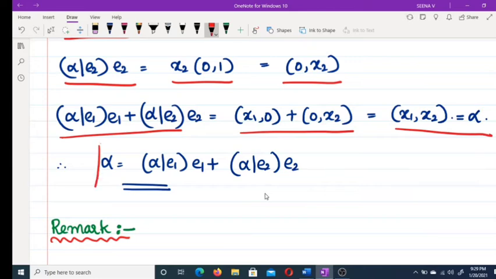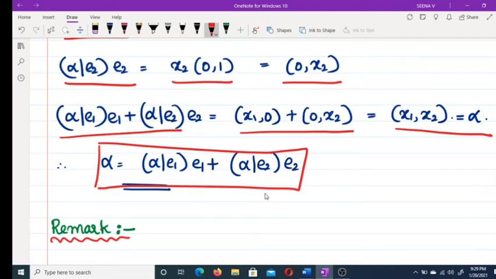Therefore, any vector alpha in R2 you can write as inner product of alpha and E1 into E1 plus inner product of alpha and E2 into E2.